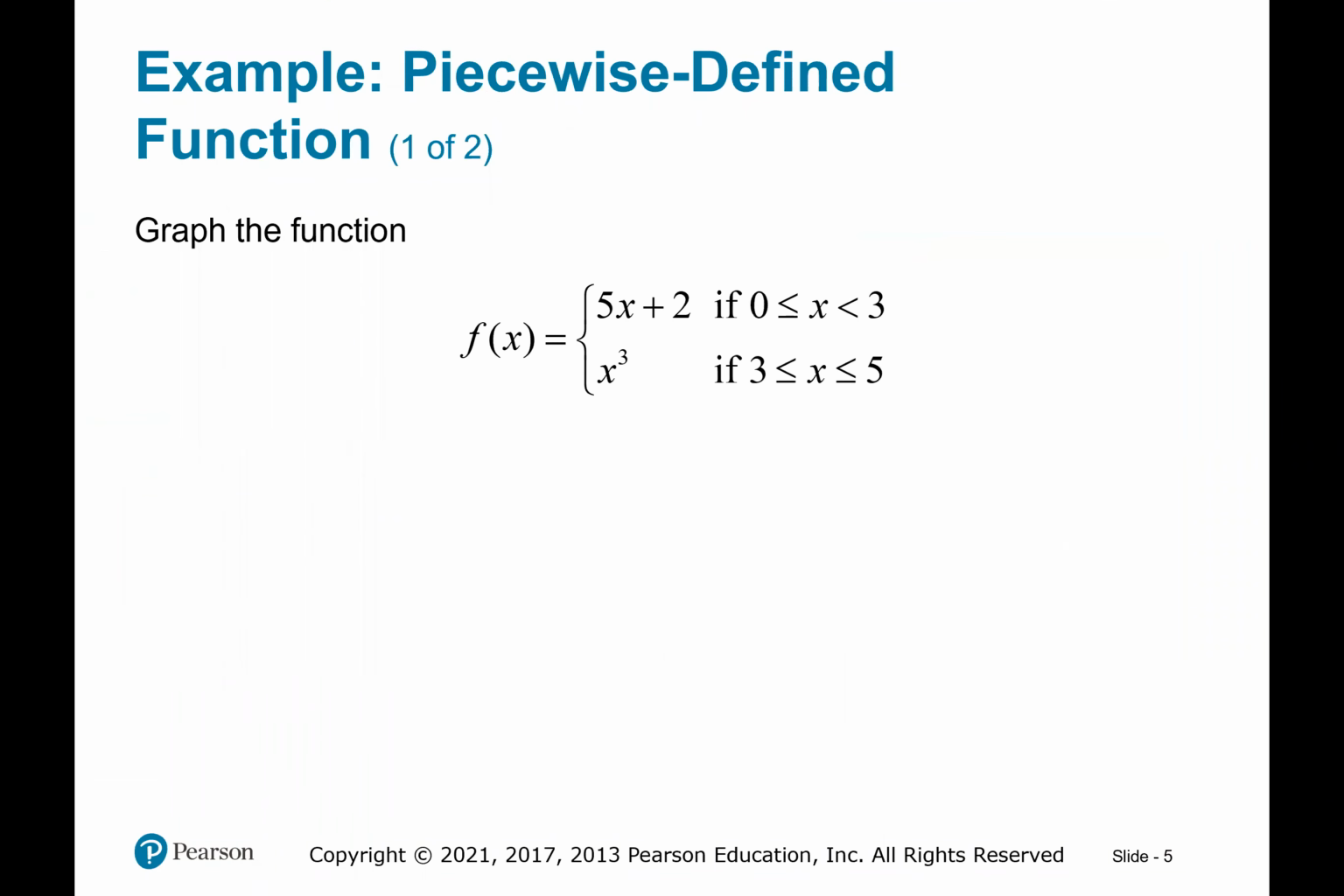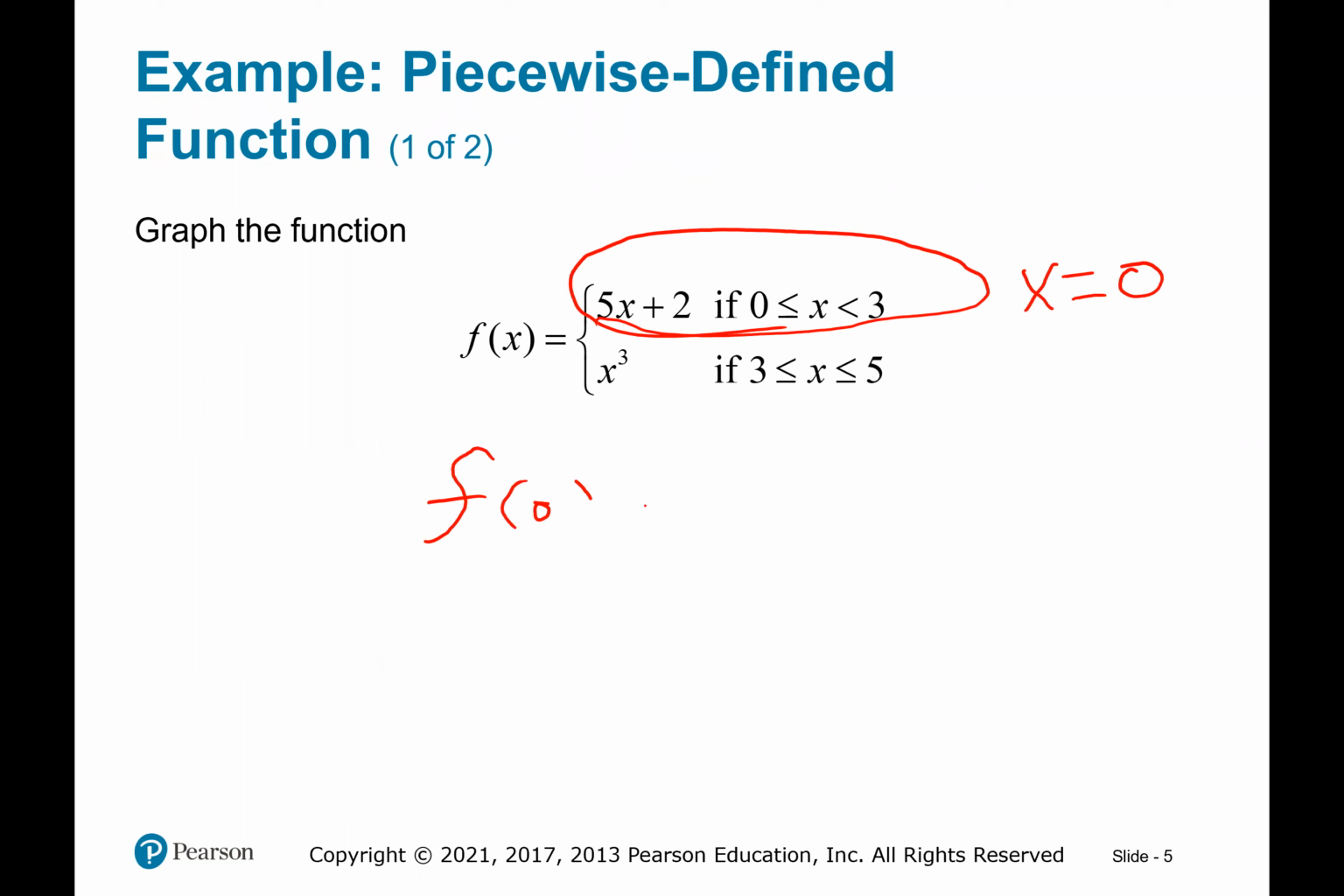And it's a piecewise defined function because the output of my function is defined using different equations based on where I'm at in the domain. So for example, if my input x is somewhere between 0 and 3, not including 3, I use the 5x plus 2. For example, if x were 0, I would use this part of the function to evaluate the function. So f of 0 would be what, 2?